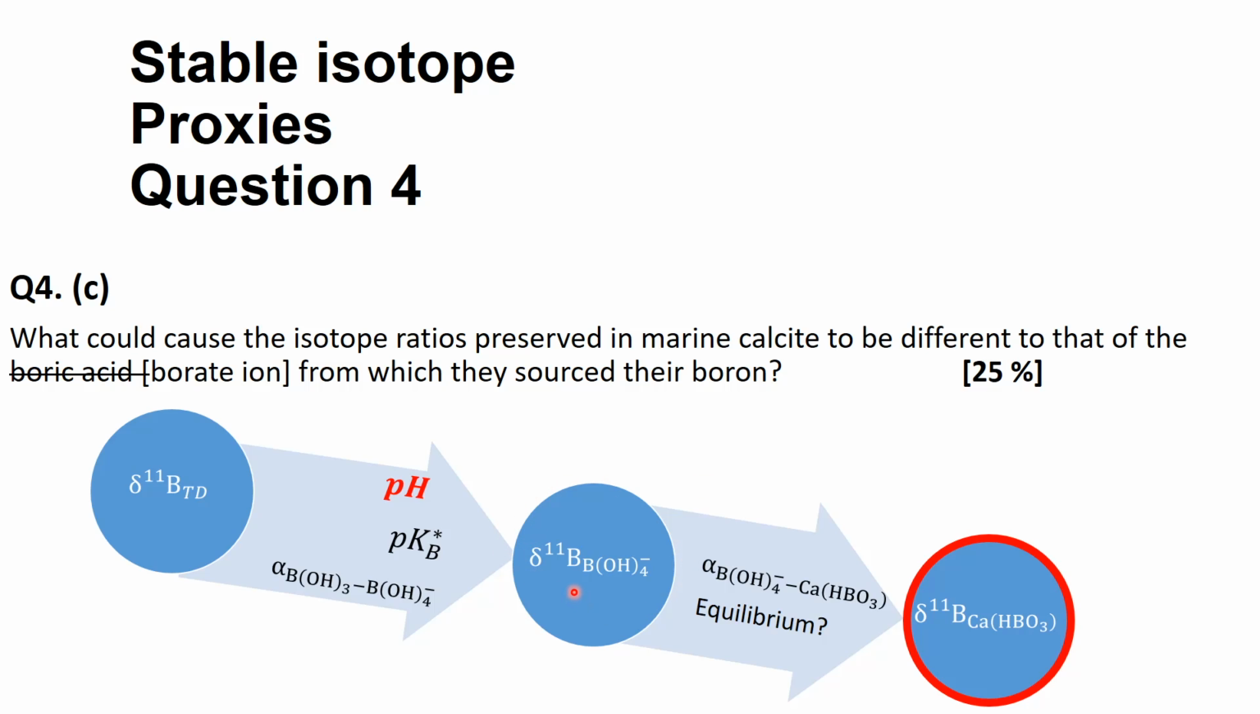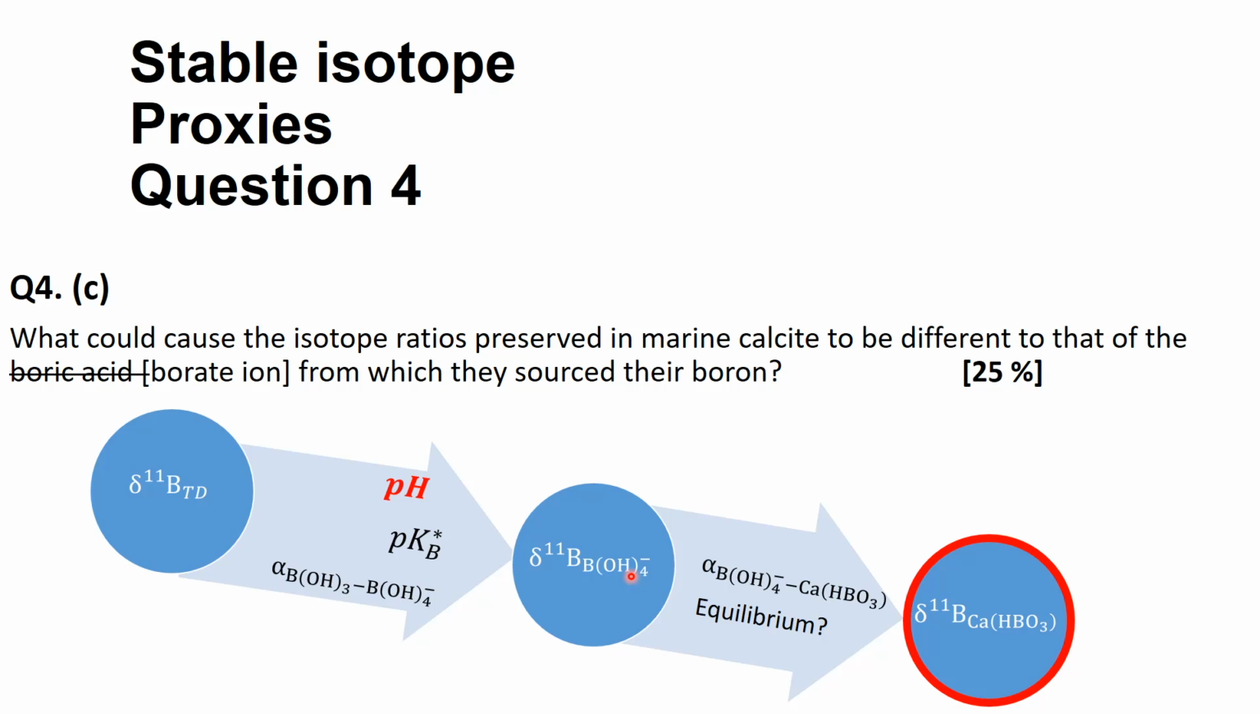What the question is not asking about is these processes. Why is the boron isotope ratio in the calcium carbonate different from the whole ocean? What might cause some of these other things which might affect the boron isotopes in the borate ion to change? It's really looking at this last step here.